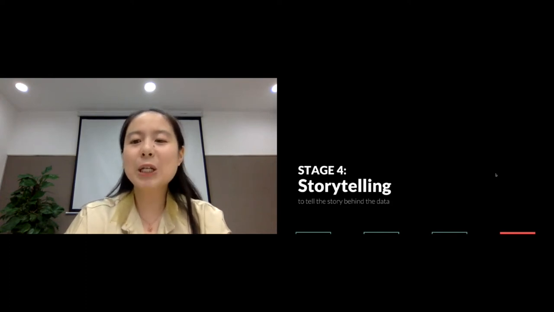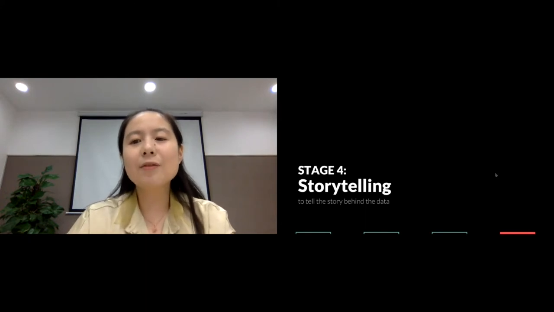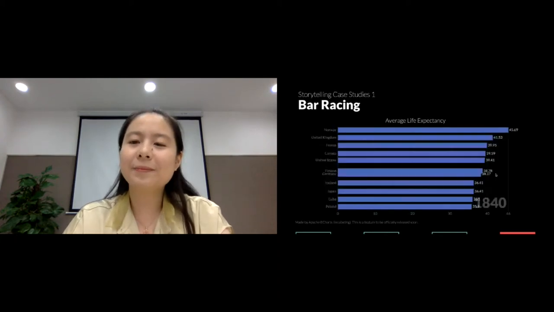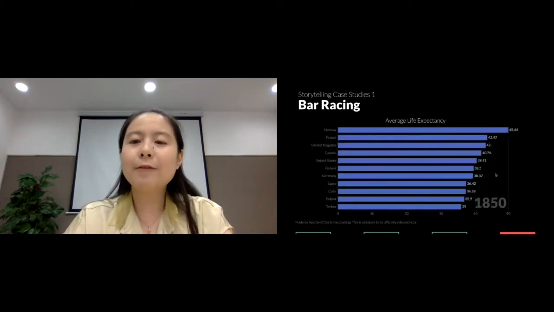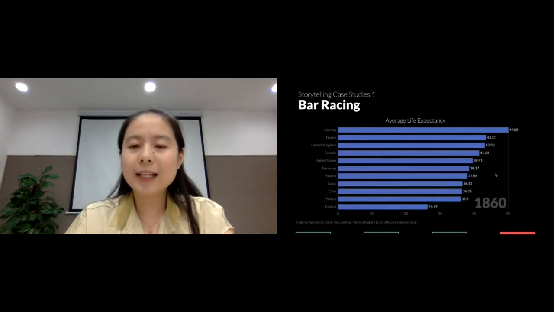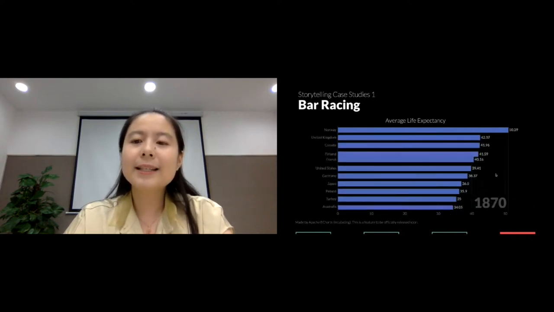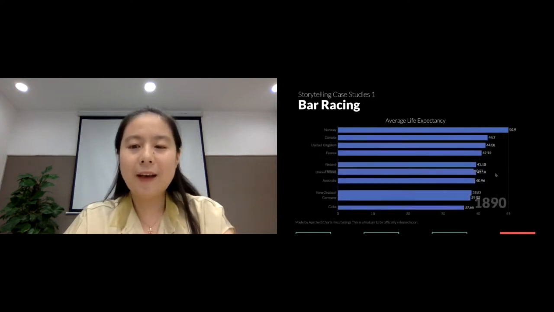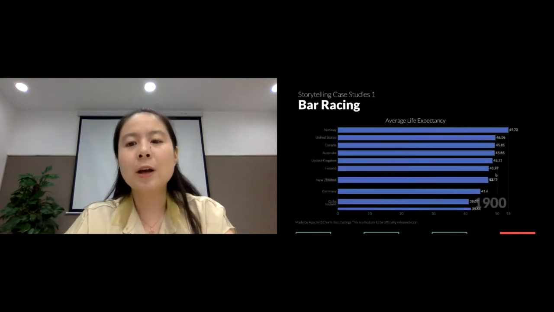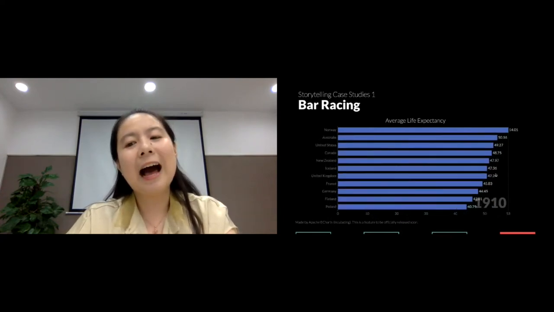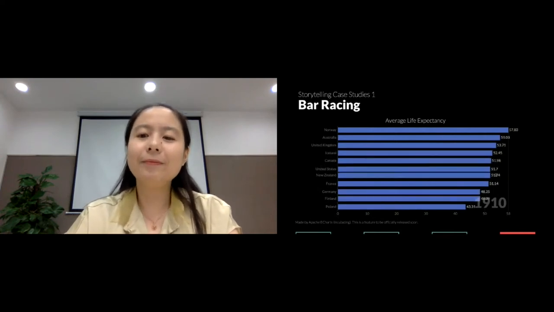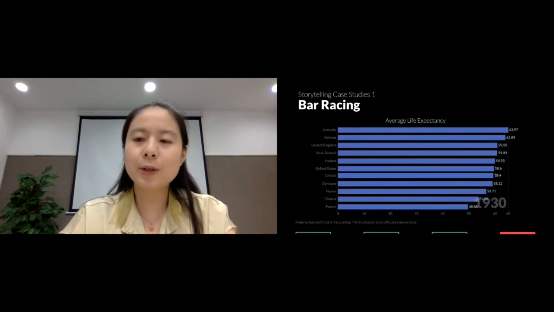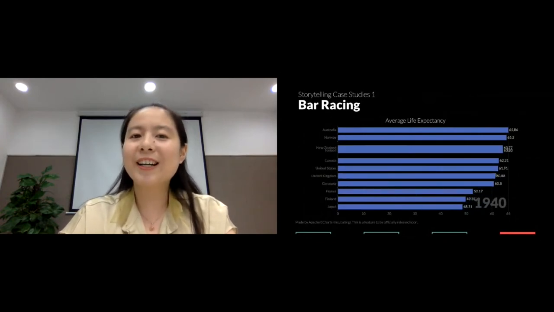With the upcoming ECharts V5, you can make this bar raising effect to tell the story of how data changes over time. This is an example of average life expectancy of different countries and regions. Instead of using several static charts of varied years, this bar raising effect can make it easier for users to have an instant impression of how data changes over time. We also plan to make a tool for users to make this kind of chart with a GUI so that no coding is required.